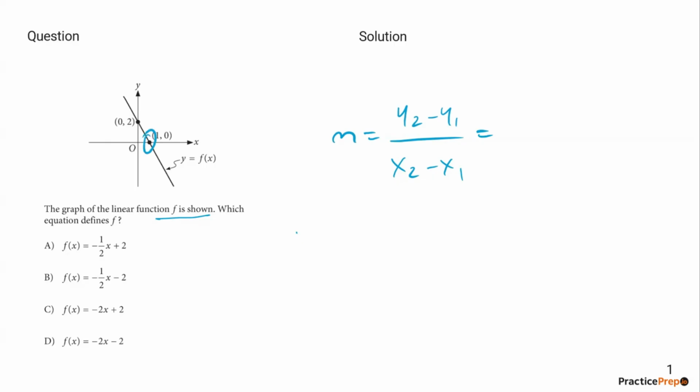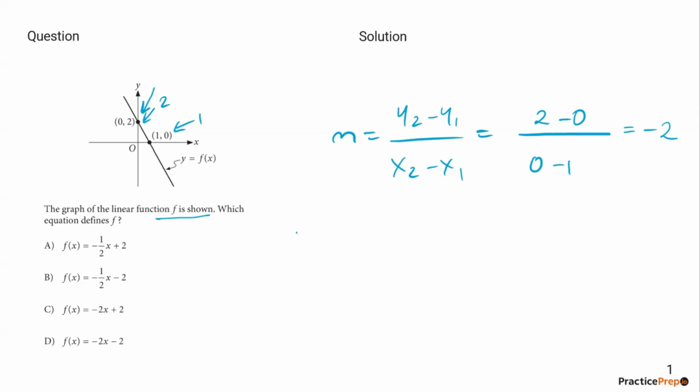This point here has the y-coordinate 0, and this one has the y-coordinate 2. So let's pick this as the second point and this as the first point. 2 minus 0 is what we have on the numerator, and x2 minus x1 is going to be 0 minus 1. And our slope is going to be 2 divided by -1, which is -2. So we already know how the slope of this line looks like. It's -2, and the y-intercept is shown already here.